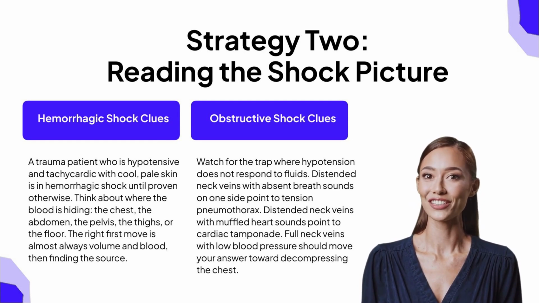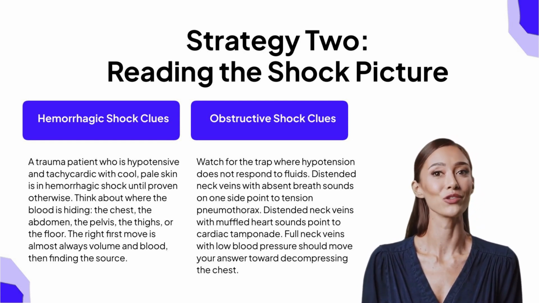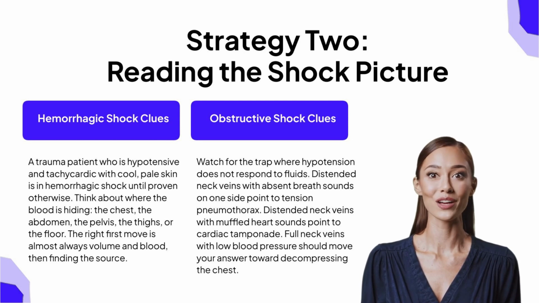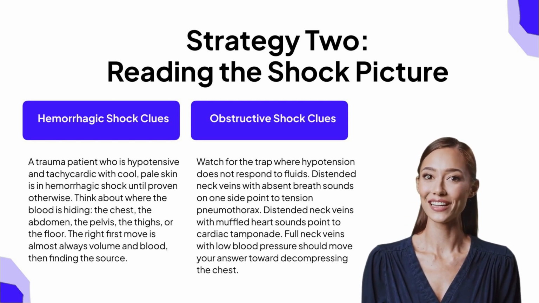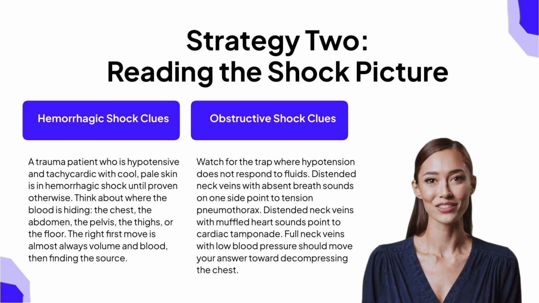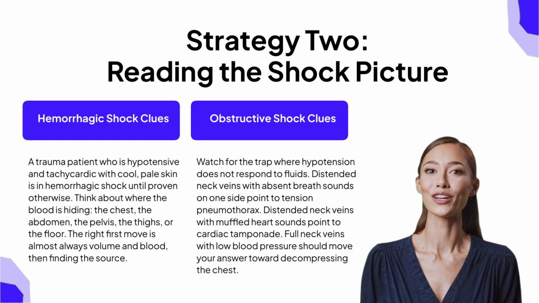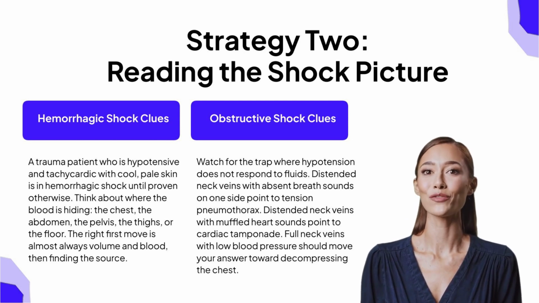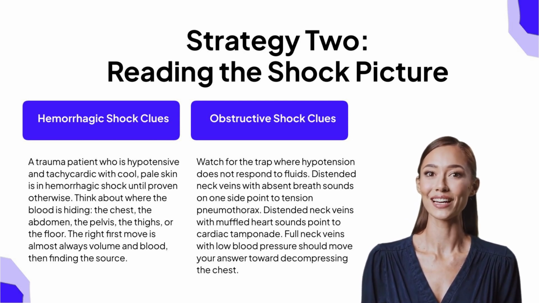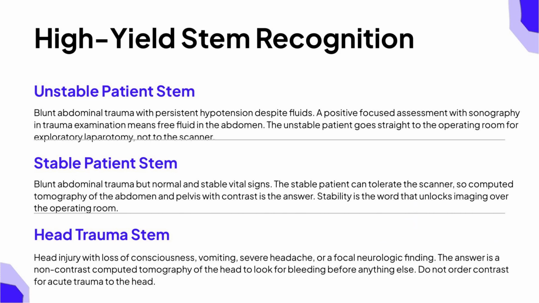But watch for the twist where blood pressure does not improve with fluids. If the neck veins are full and one side has no breath sounds, think tension pneumothorax. If the neck veins are full and the heart sounds are muffled, think cardiac tamponade. Full neck veins with low blood pressure should pull your answer away from giving more fluid and toward decompressing the chest. Now let us train on stem recognition.